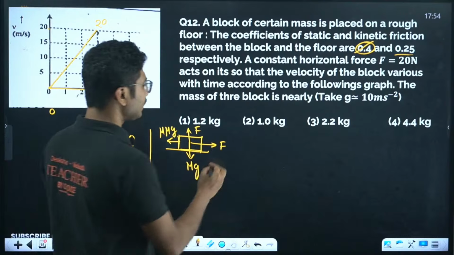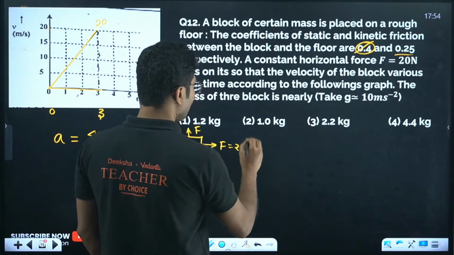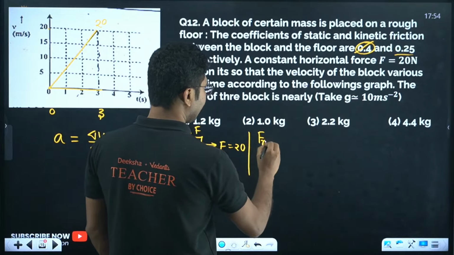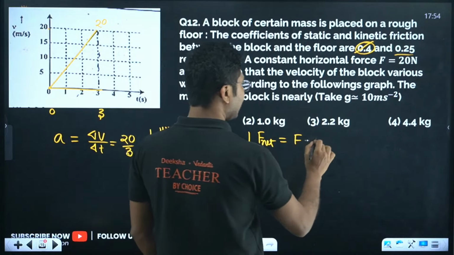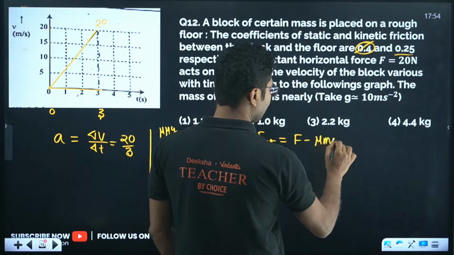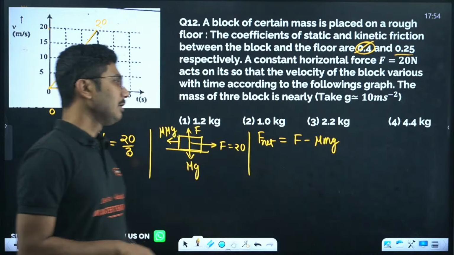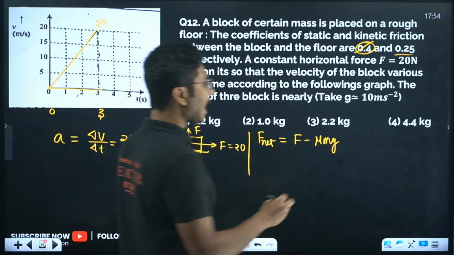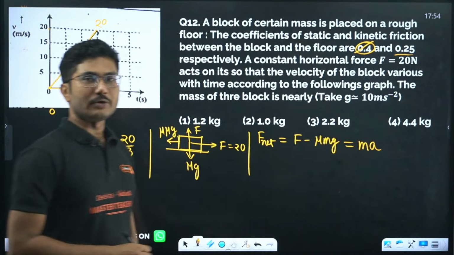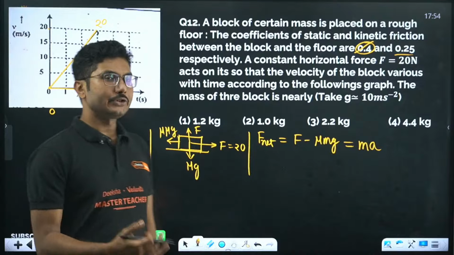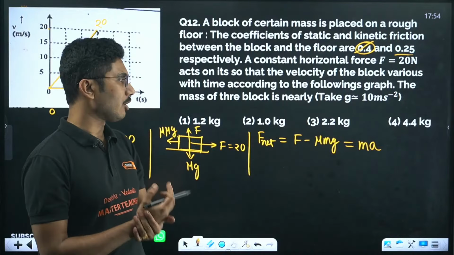That force is given as 20 Newton. So what is the net force? The net force is the applied external force minus mu mg. This net force should be equal to ma. Net force equals ma, that is Newton's second law of motion.